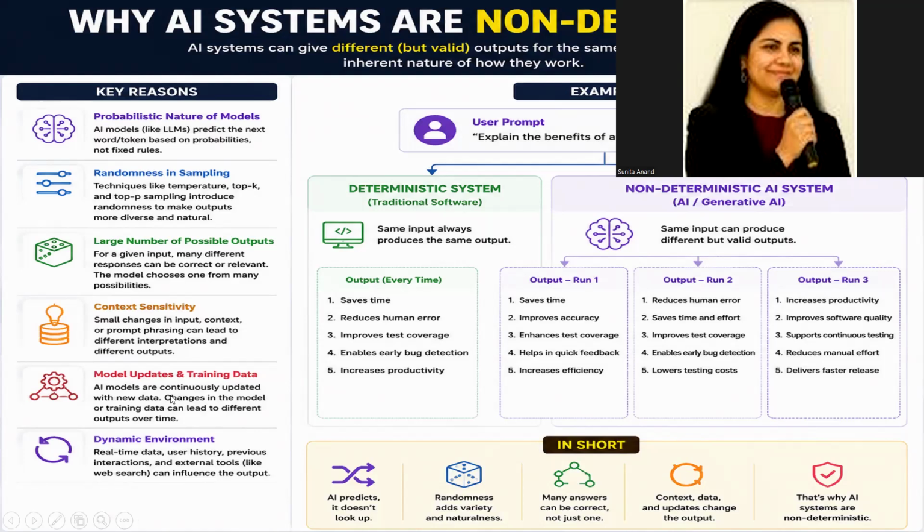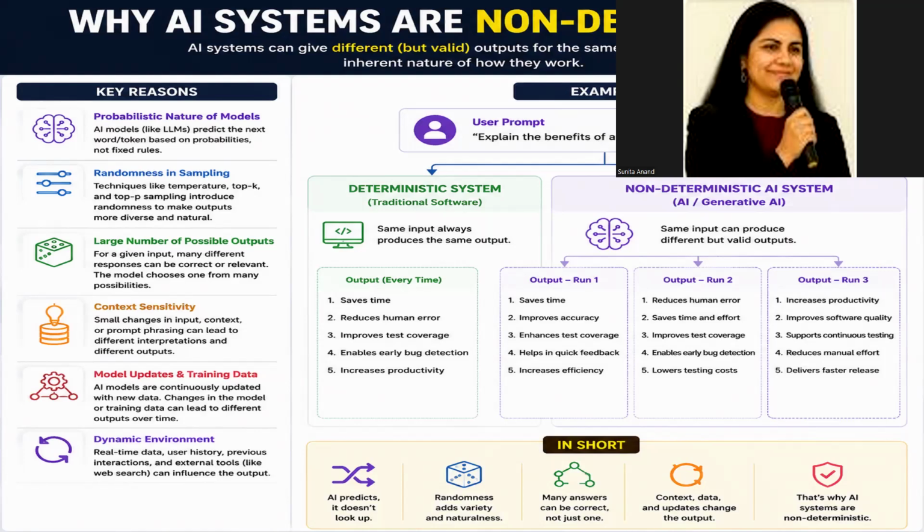Model updates and training data. As I said, it trains upon the previous data and then gives you the result in the next run. And finally, it has a dynamic environment. Real-time data, user history, previous interactions, and external tools like web search can influence the output. You would have seen that whenever you search for data in AI mode on your Google page, it searches in and around your LinkedIn, your YouTube, your Instagram, all such media, and then finally gives you the result. So there is a precision based on your previous run.